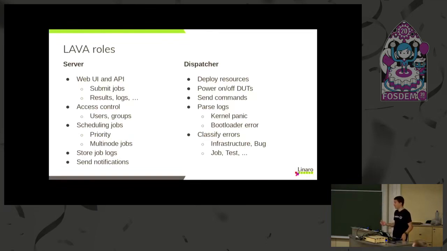When there is an error, is it a bug in LAVA? Is it an infra error, like DHCP is not working? Or is it a test actually not working? So you have to present the right result to the user. So that's the dispatcher's responsibility.